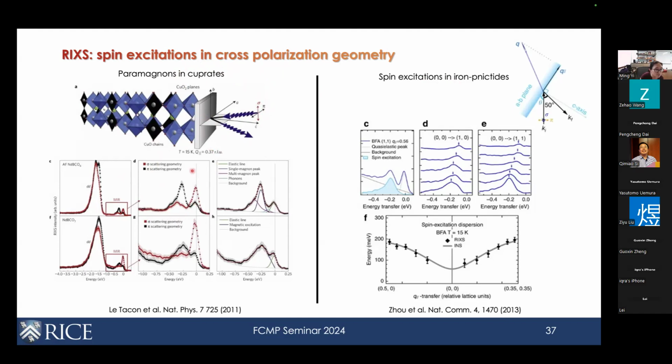This is the work done on the cuprates, where you can look at the pi scattering geometry in comparison to the sigma scattering geometry, and they have ascribed this to paramagnons in cuprates. This is another example in the iron pnictides, where, again, using this pi cross polarization geometry, they can also see spin excitations in these barium 122 materials. So this is a very well established technique.